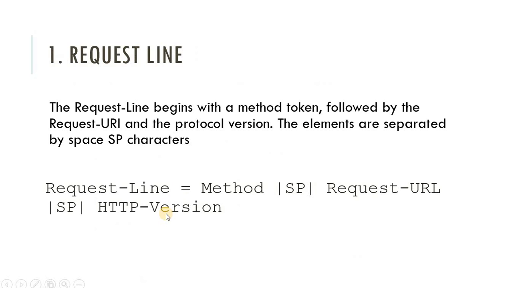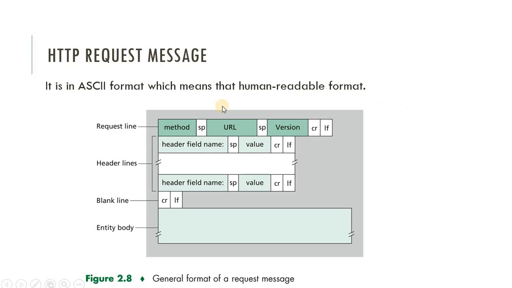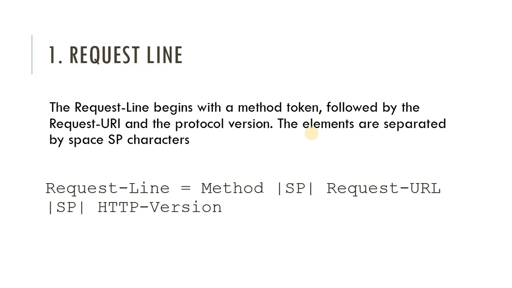So the first is a request line. So the request line begins with a method token followed by the request URI and protocol version. The elements are separated by space characters. So here this is the format of request line. So what the request line contains? So first it contains the method name. Second, after the space, second element is a requested URL. After space, the third element is HTTP version. So this is the format of request line. It contains method, URL, and version. So let's understand each terms in detail.